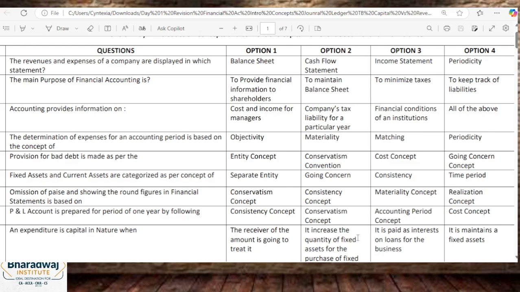My video is not there on the screen because we are just solving MCQs, multiple choice questions. So better we concentrate on the screens.